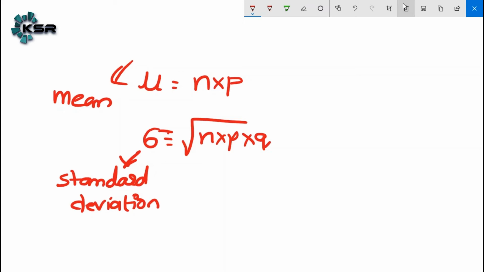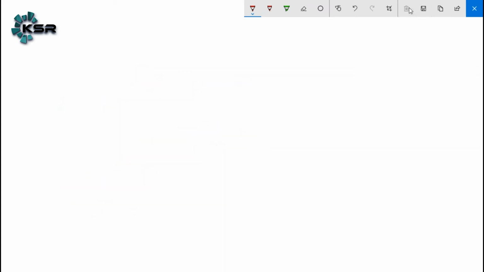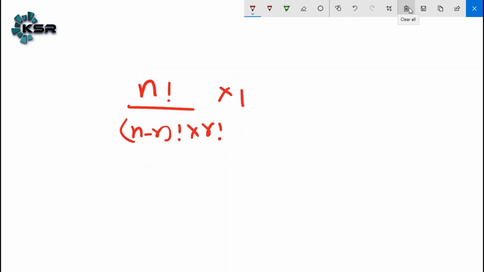Now let me give one example to all of you. Shall we do a lab? First a theoretical lab, and then a practical lab. First, how do we do it manually? Manual means using this formula: n factorial by (n minus r) factorial into r factorial, p to the power of r into q to the power of n minus r. First we will do this formula. Then how do we apply the same thing in R language? Because we are discussing R, we will discuss that.